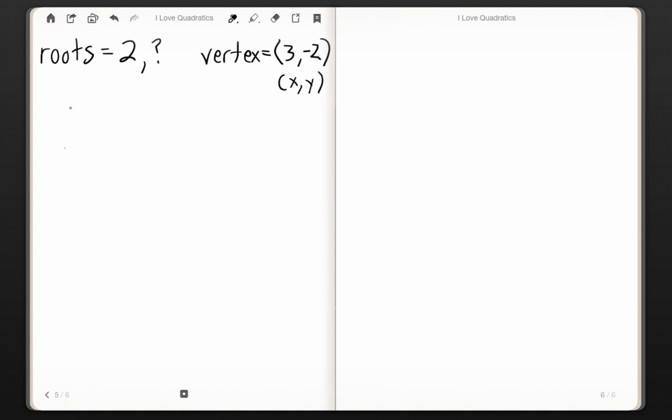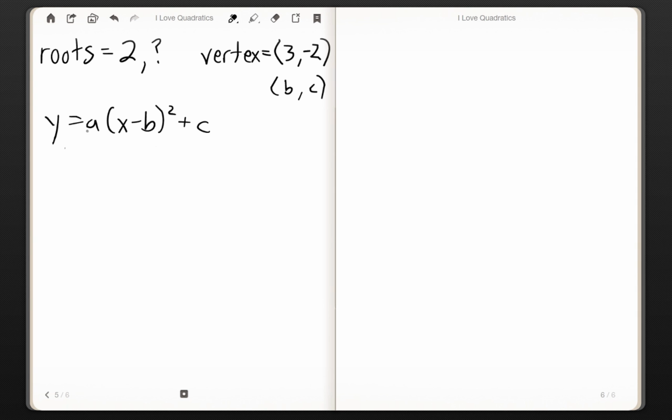What will work is using vertex form, and that is because with vertex form, we already have the whole vertex. We have the x and y coordinate of the vertex, whereas with the roots, we only had one out of the two roots. We didn't have all the information we needed to use that form. So now that we're using vertex form, the x and y coordinates of the vertex become b and c.